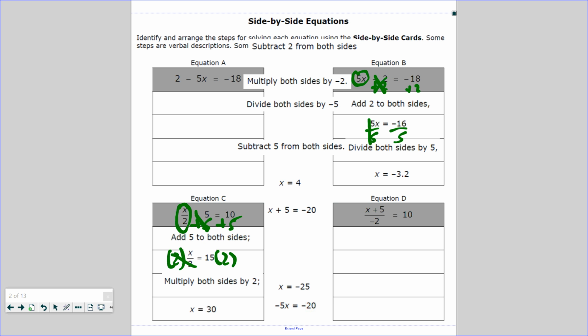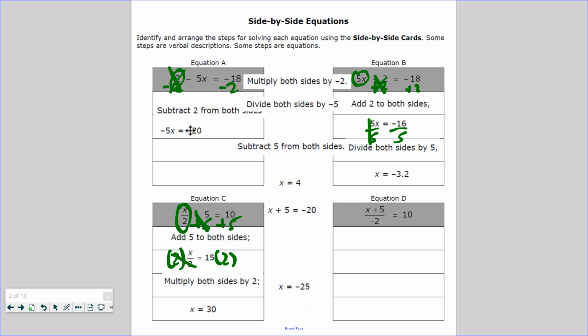So let's look at this one. 2 minus 5x equals negative 18. I need to isolate x, so I need to get rid of this 2. I subtract 2 from both sides. This cancels out. So negative 18 minus 2, or negative 2, is negative 20. So negative 5x equals negative 20.